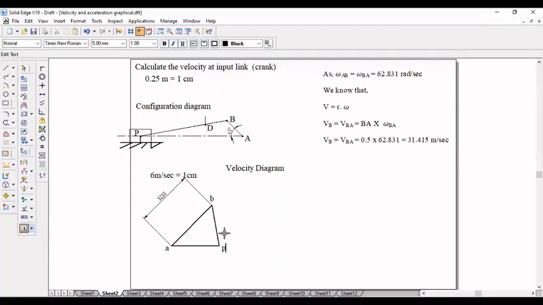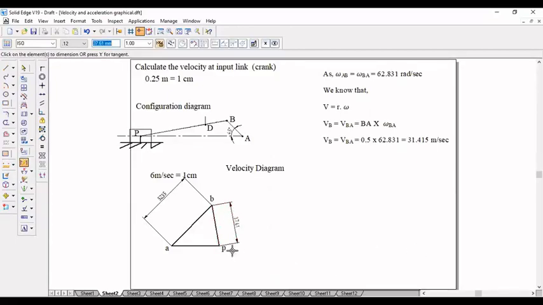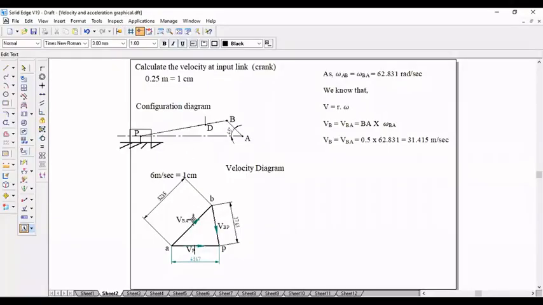Small letter I must mention. So b to p is the connecting rod velocity. I'll show the dimension here, 37.61. And this dimension a to p is the piston velocity, that is 43.67. Here I have shown all the directions. This is the velocity of the crank, this is the velocity of the connecting rod, and this is the velocity of the piston. So VA, VBA, VP I have mentioned, and I have shown all the dimensions.